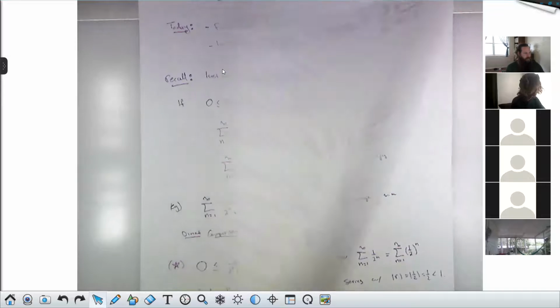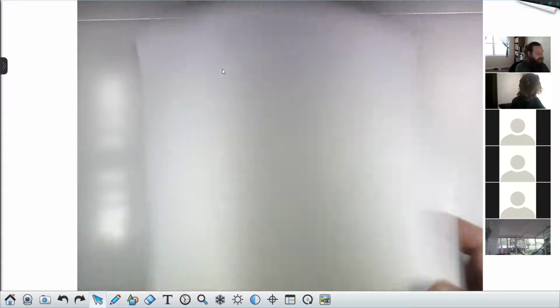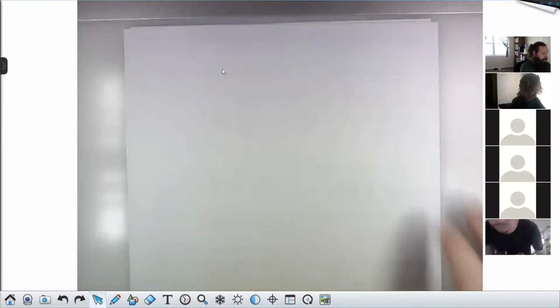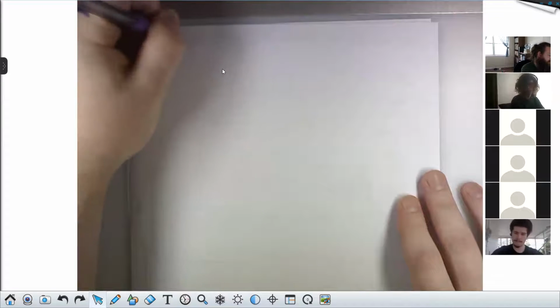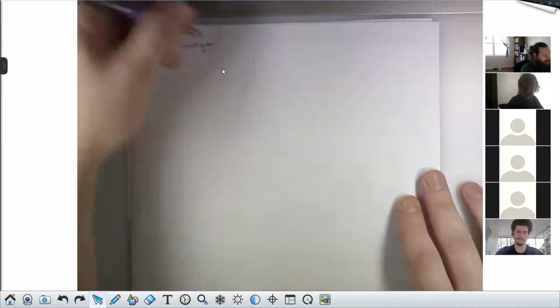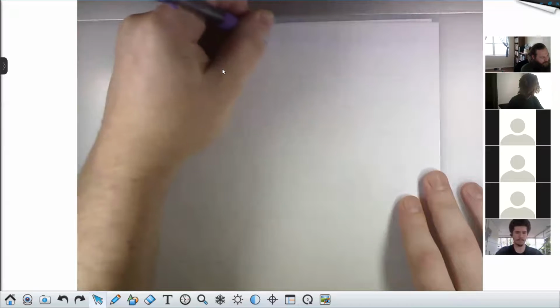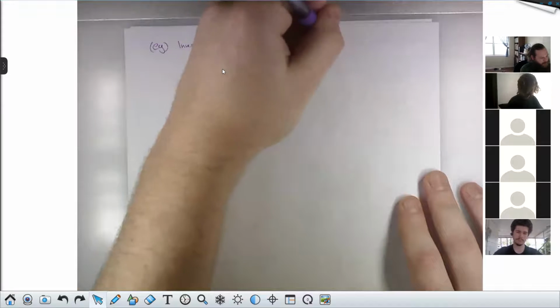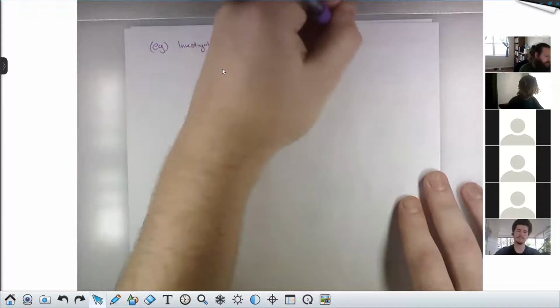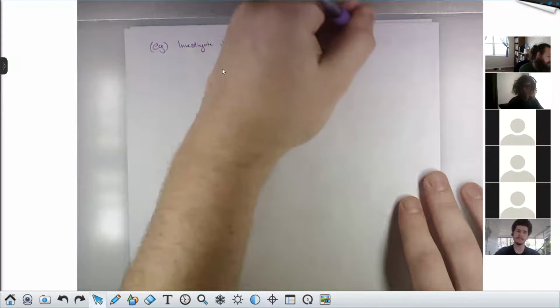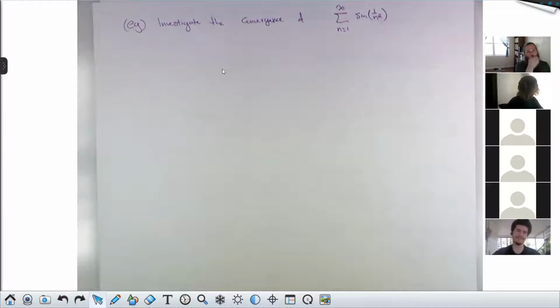I'm going to give you now a slightly harder example. I've got two kind of challenging examples for you today. This is sigma n from 1 to infinity of sine of 1 over n squared. I know, I know. Here's the hint.